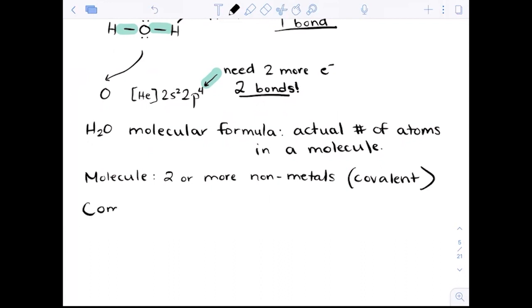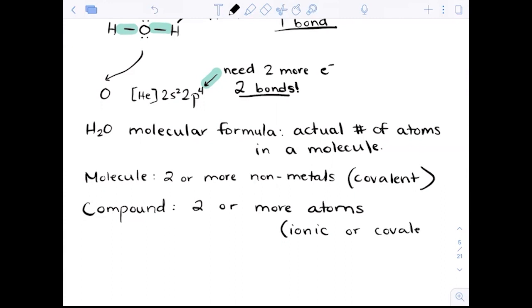A compound will be 2 or more atoms. It can be covalent or ionic. Typically, we save it for ionic compounds, but I'll say ionic or covalent. So it's kind of like everything that has bonds is called a compound. Only things that have covalent bonds are called molecules. Lovely.